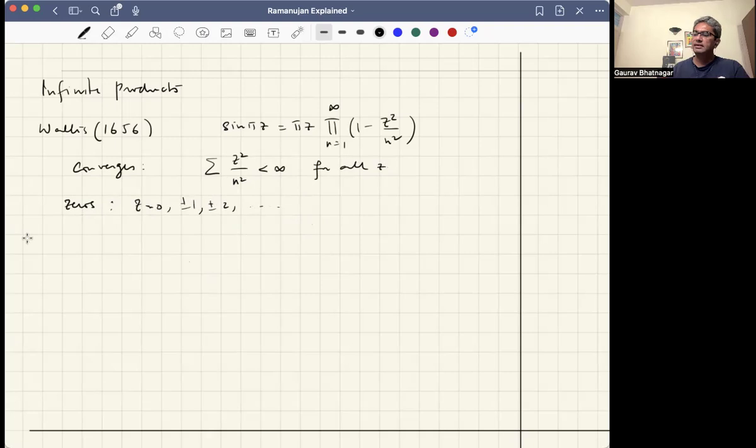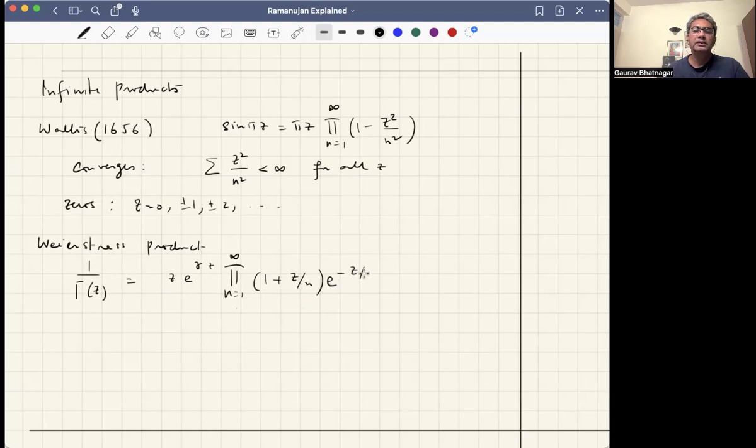The second classical product, which we have not done yet but will do at some point, is Weierstrass's product for 1 over gamma z. This is z e raised to γz, where γ is the Euler-Mascheroni constant, times the product as n goes from 1 to infinity of 1 plus z over n, e raised to minus z over n. Again, by one of our theorems, this converges.